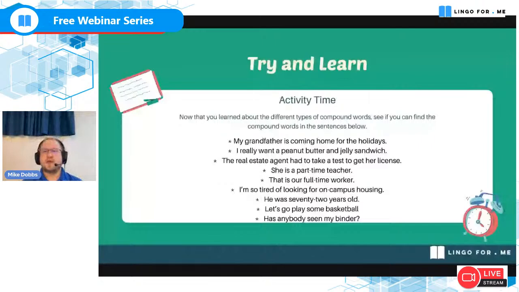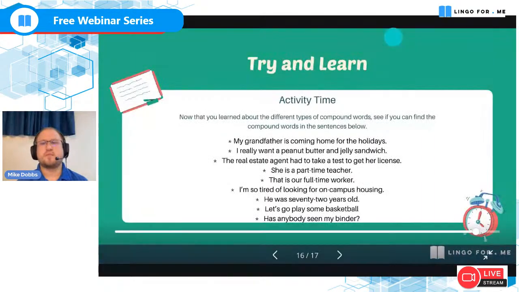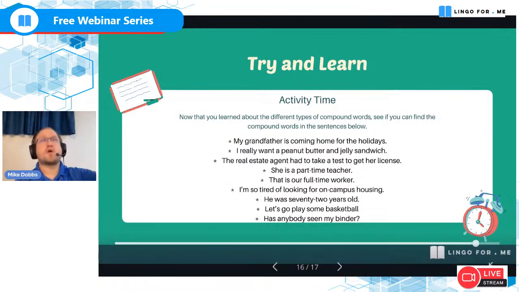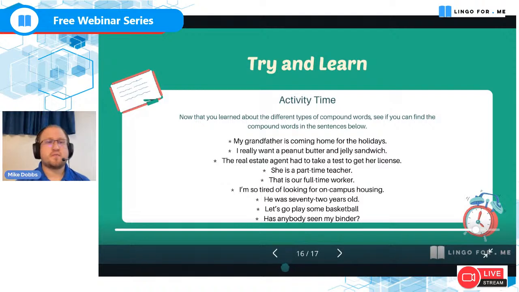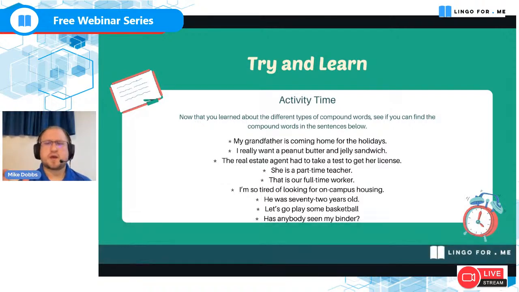Then the next one hopefully should be easy for you. We gave this example earlier, if you remember. That is our full-time worker. So we're saying the person over there is our full-time worker. And so here, the compound word is a hyphenated word, just like above. Part-time means some of the time, not all of the time. Full-time in the United States would be 40 hours a week, a full-time worker. It means you have a full-time job. And so full-time is the compound.